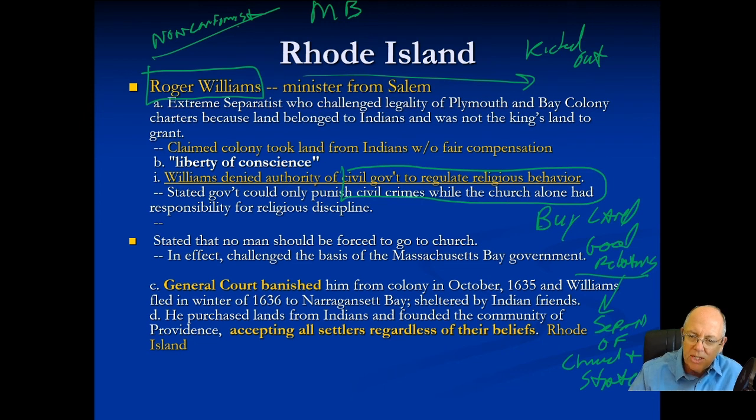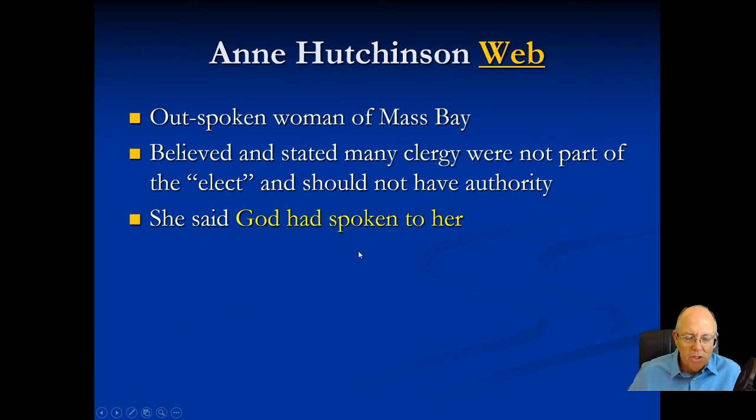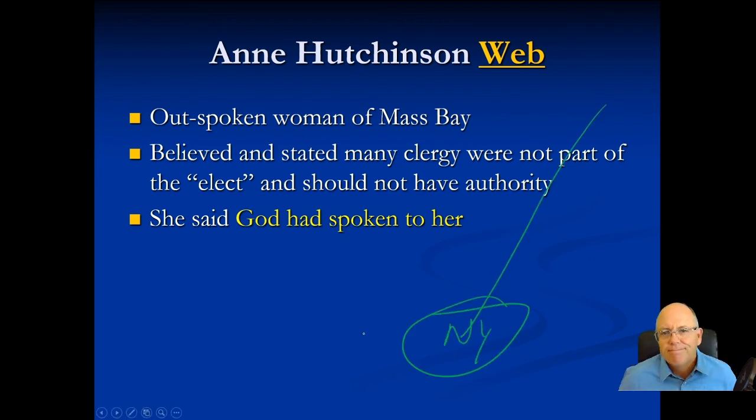He was almost sent back to England, where he was going to be executed by Cromwell, I guess. So anyway, can I give you one more thing? I forgot about Anne Hutchison. Anne Hutchison ends up going to Rhode Island, and then she goes down to New York, where she is killed by the Indians. Isn't that a fun fact?